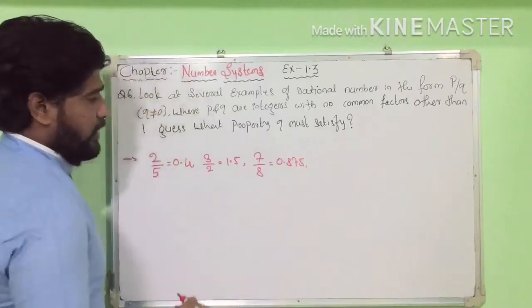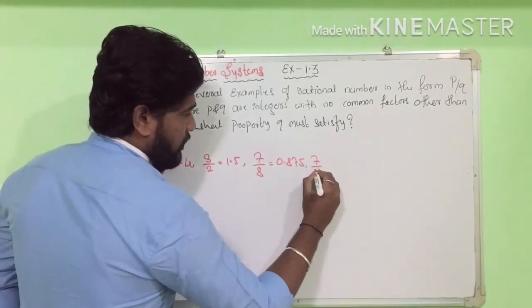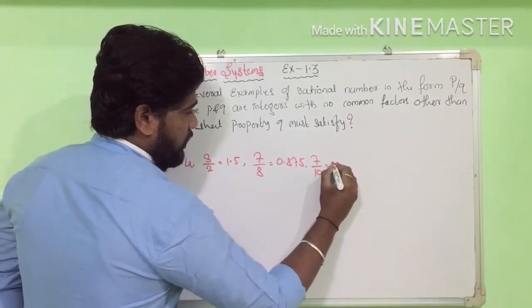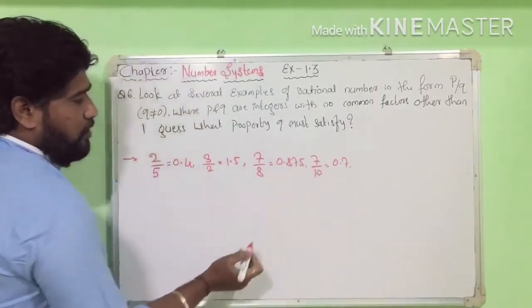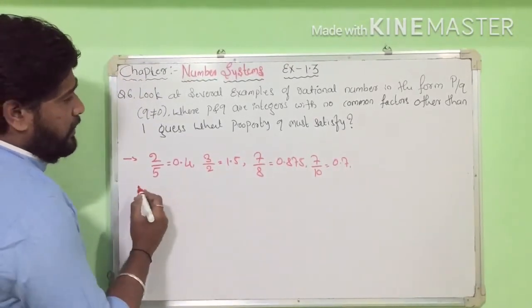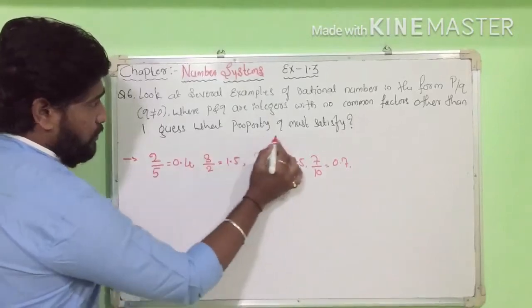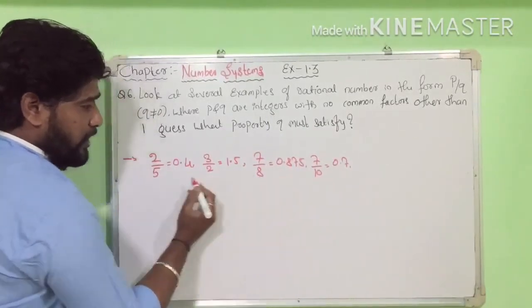0.875. Right. So next example, 7 by 10. In decimal form this is 0.7. Right. So it also has the common factor 1. Then look at q. They asked what property must be satisfied by q. Look at q. q means the denominator, right?